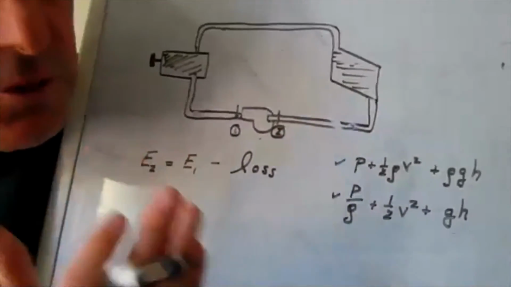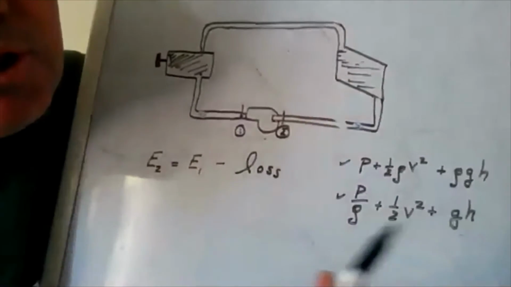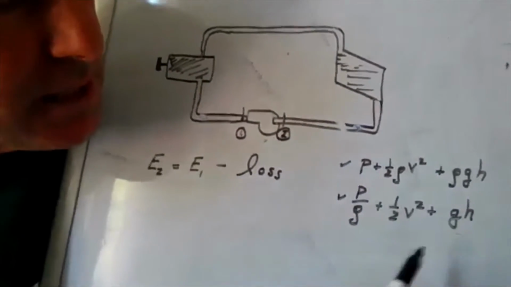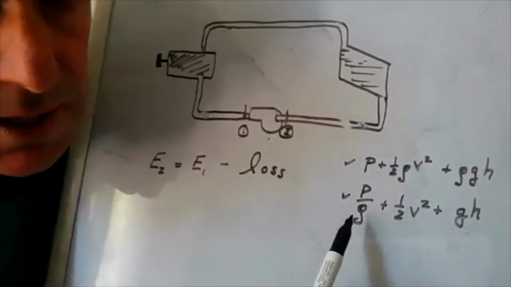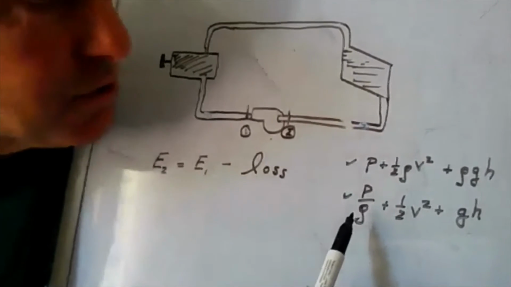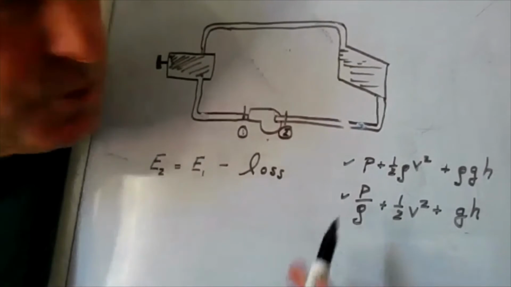Okay, the third way the mechanical energy term for a fluid is expressed is going one step further and dividing each of these terms by g. And so why don't you go do that and think about what each term's units are going to be.